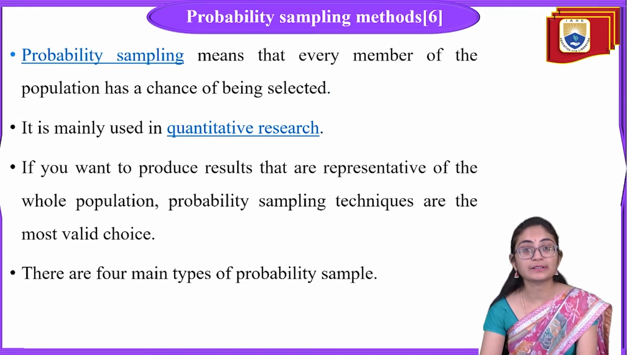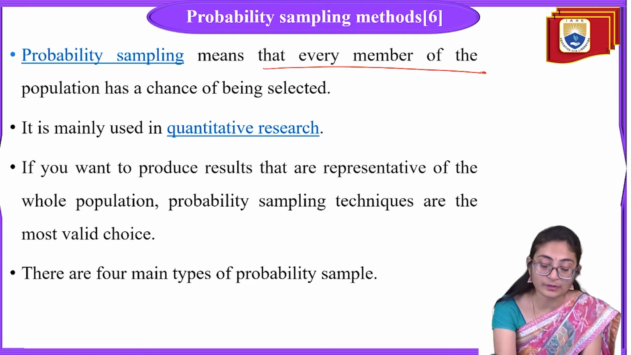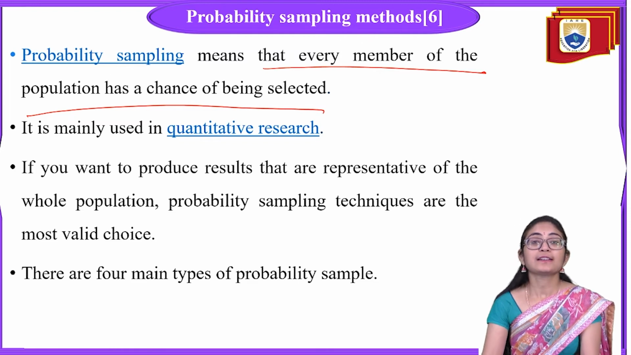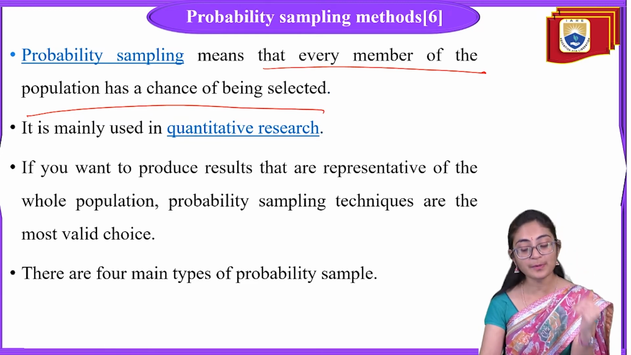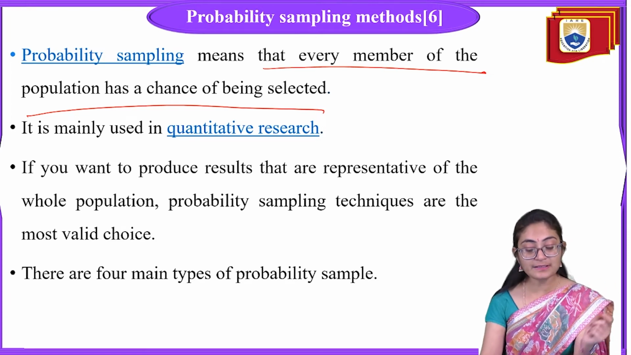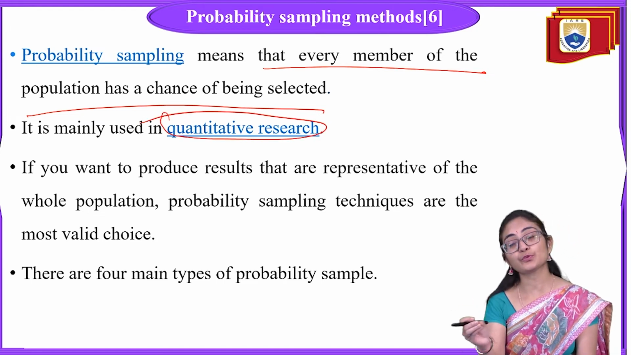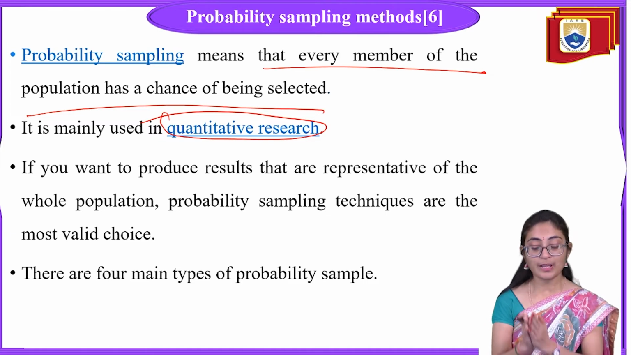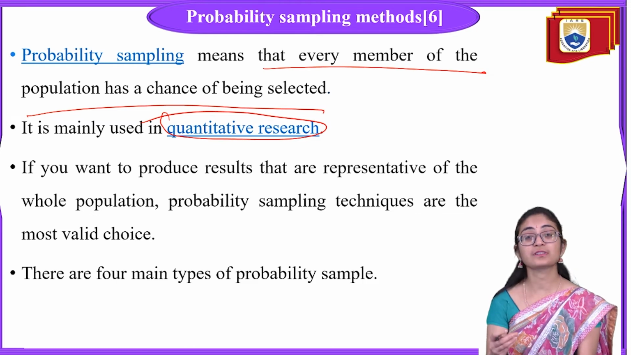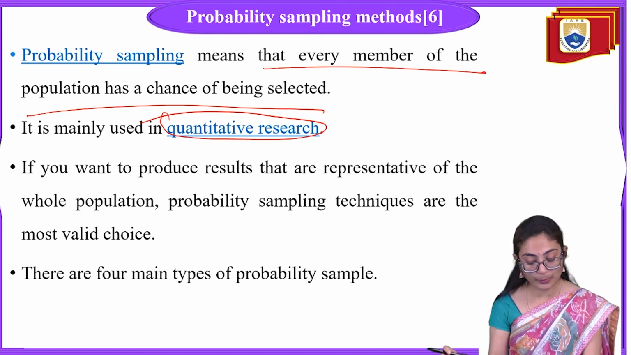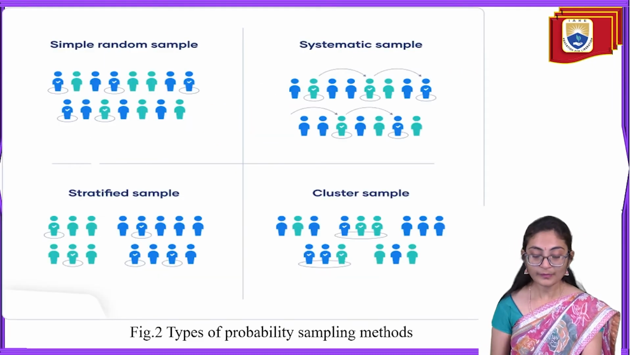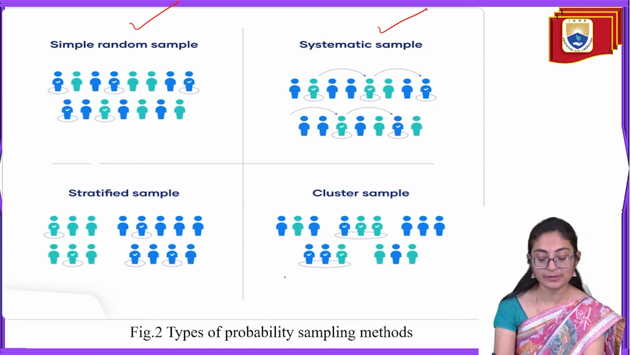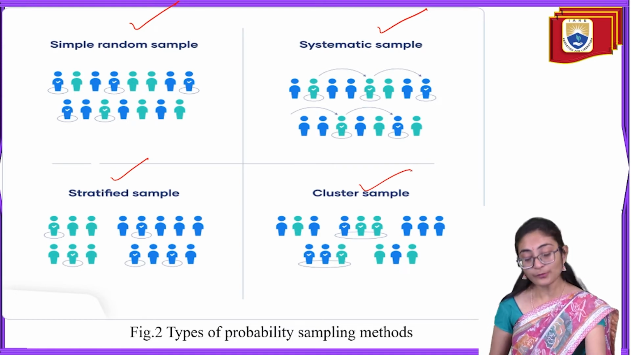Then, probability sampling methods. Probability sampling means that every member of the population has a chance of being selected, and it is mainly used in quantitative research. If you want to produce results that are representative of the whole population, probability sampling techniques are the most valid choice. There are four main types of probability sample: simple random sample, systematic sample, stratified sample, and cluster sample. Now we will see them one by one.